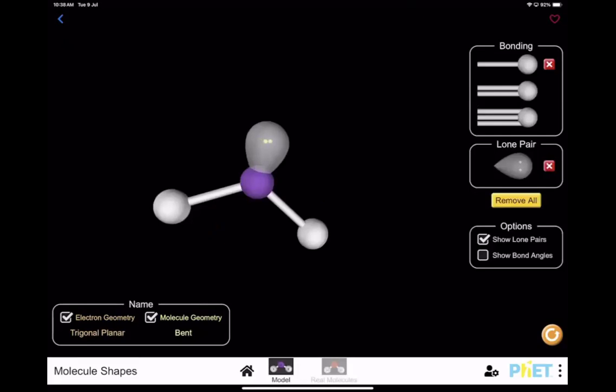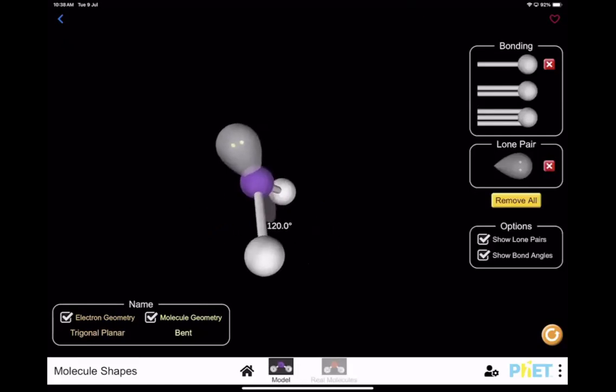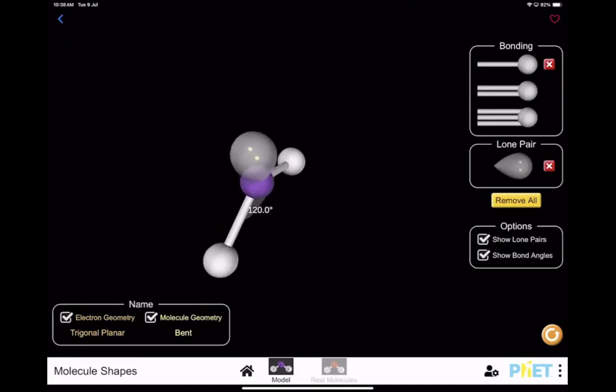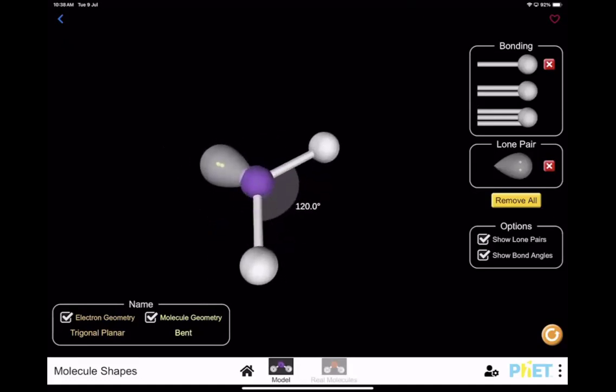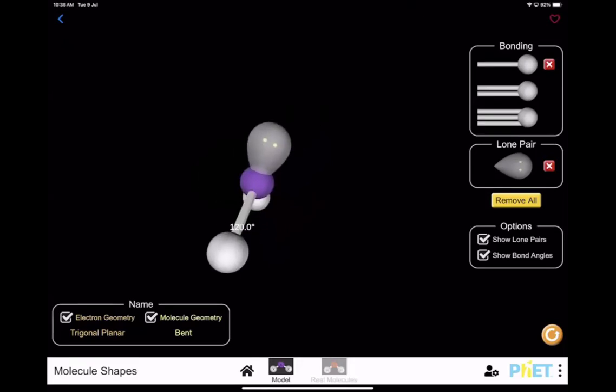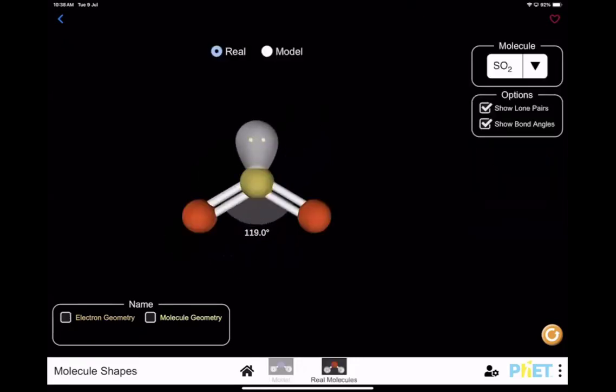Okay. So if I show the bond angle over here, it's just a model to make the students understand. That's why here they are not decreasing the angle. So if you have to look at how much the angle is decreased, or whether it is decreased or not, you will go for the real molecule. Okay. Yes, sir.